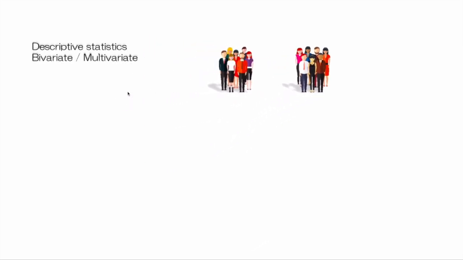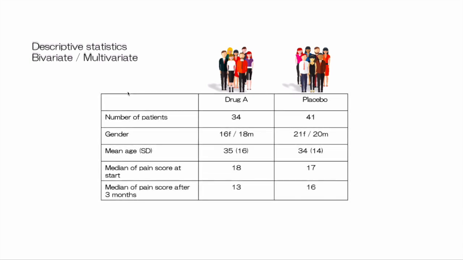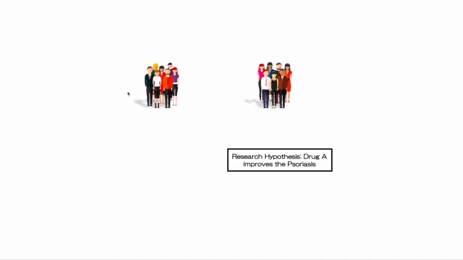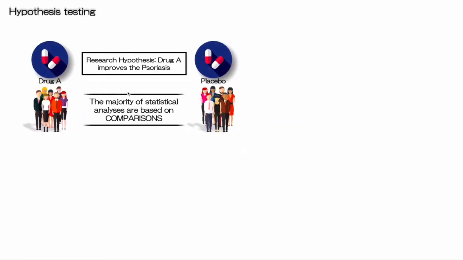Well, in the part where we describe this research, we have descriptive statistics. We can explain the variables with, for example, the number of patients, the percentage of them, and so on. But we still didn't answer the question about the research hypothesis that drug A improves psoriasis, and in this case we need to do hypothesis testing.